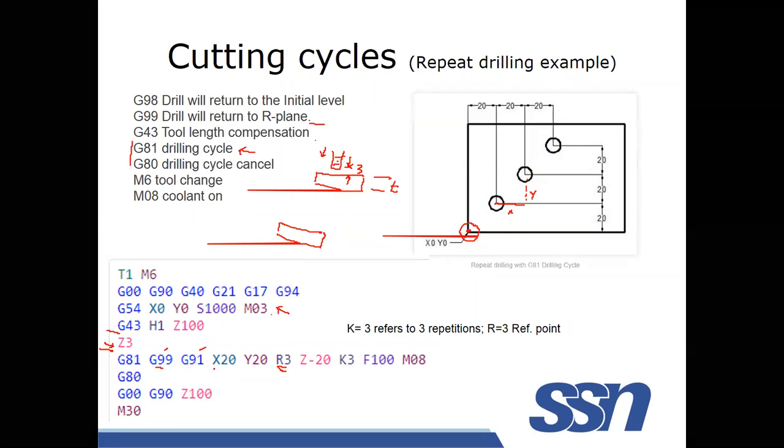With X20, Y20, while this command is in execution, what happens? From this location, the tool will move to this place. First, from the home position to this place, the drill bit will move. Next, after completion of the first hole, it is retracted 3 mm away. This reference point is set by using G99.